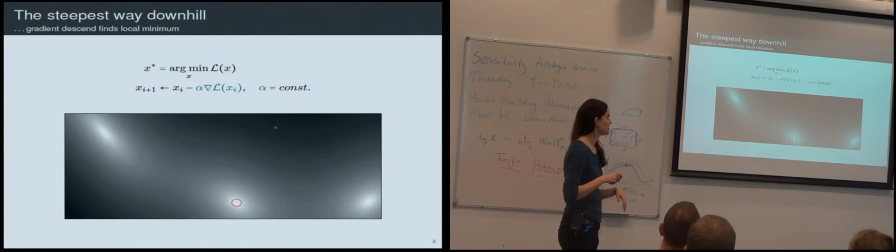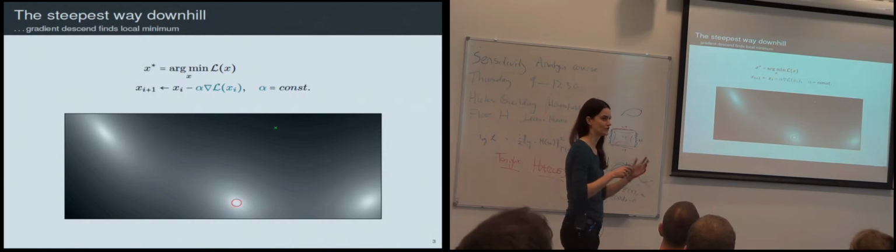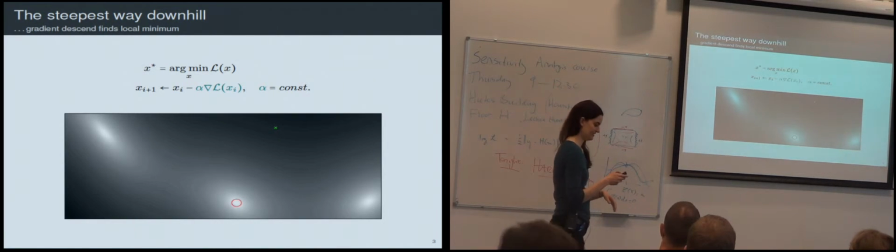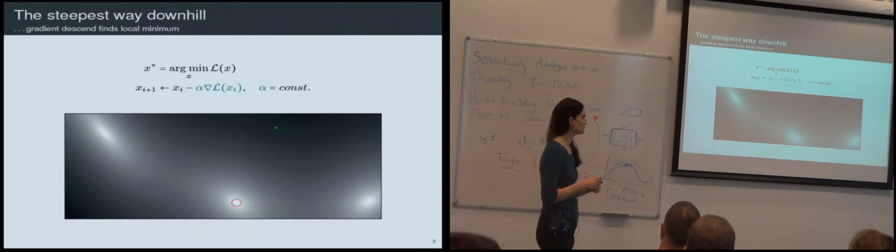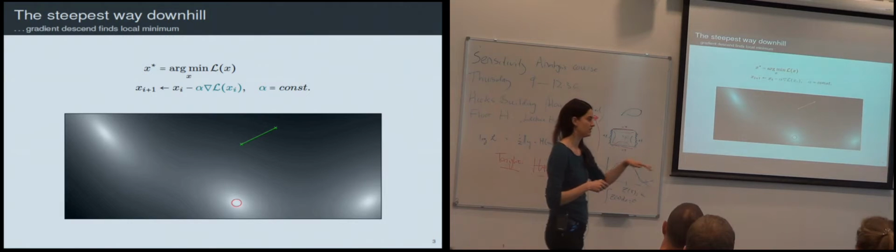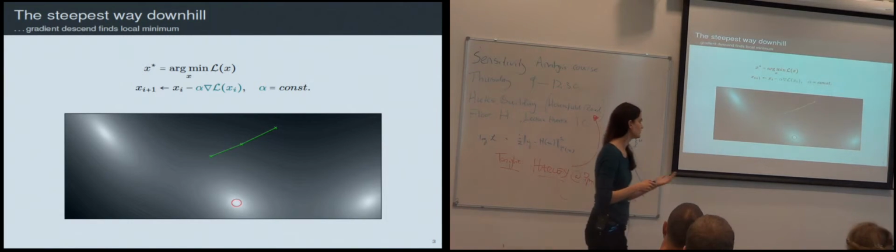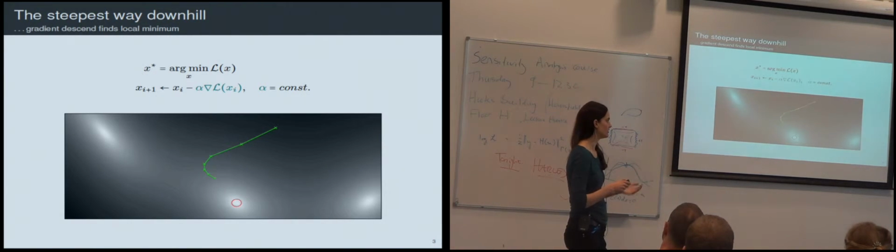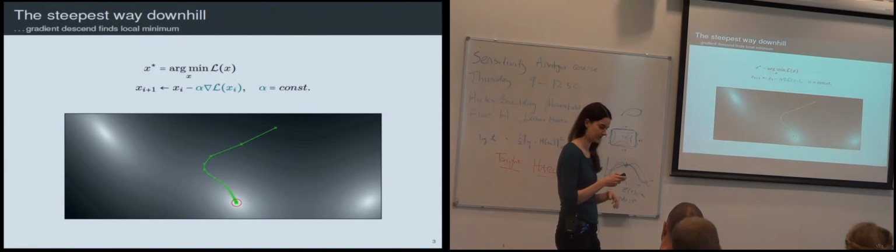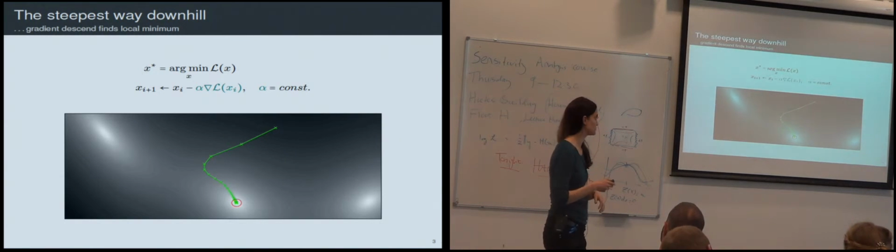It's just the steepest way downhill. So the search direction, you set it to the negative gradient, and alpha could just be constant. You can just set it to 0.1 or something. Then you evaluate the gradient, multiply it with 0.1, and make a step. And then you do the same thing over and over again until you hopefully arrive at the minimum. Okay? So that's the basic concept.